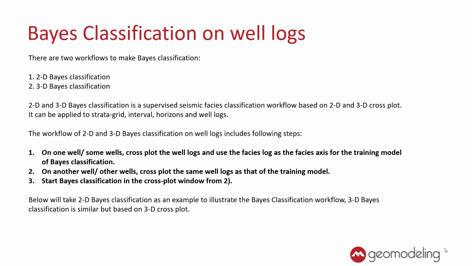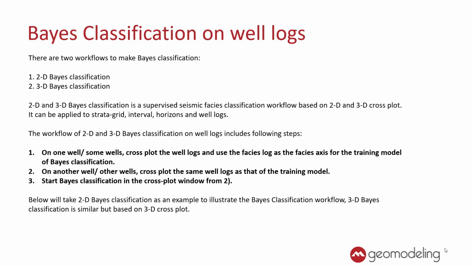There are two workflows to make Bayes classification. One is 2D Bayes classification, another is 3D Bayes classification. 2D and 3D Bayes classification is a supervised seismic facies classification workflow based on 2D and 3D crossplot, and it can be applied to stratigrid, interval, horizons, and well logs. And the workflow of 2D and 3D Bayes classification on well logs includes the following steps.